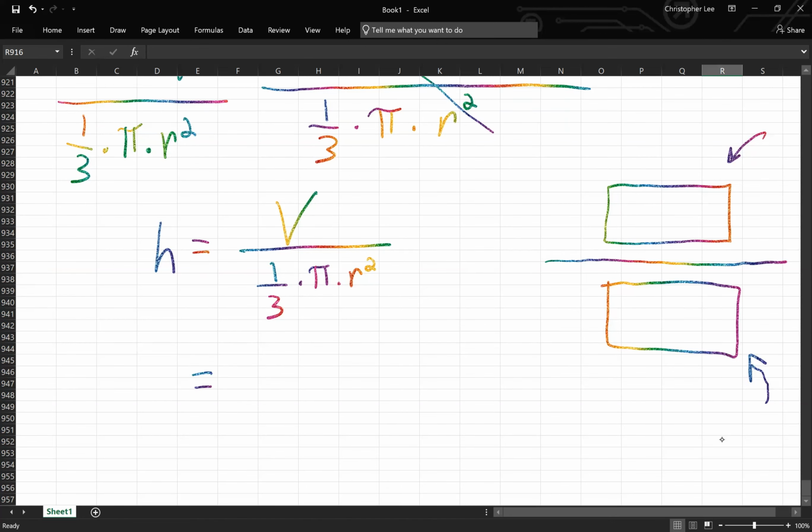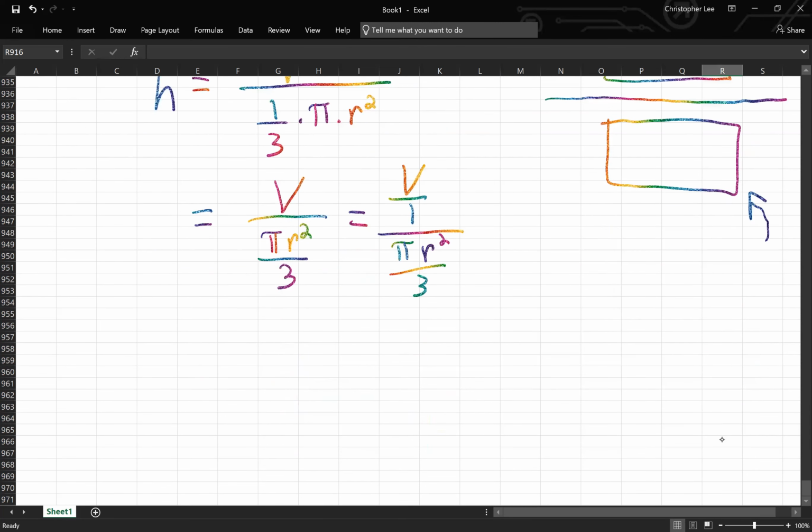1/3 times pi r squared, we know is going to be what? V over pi r squared divided by 3, right? Now, that V kind of looks like a whole number, right? Yes, it does. So this V could be V over 1 divided by pi r squared over 3. And you already know, how do we divide fractions?